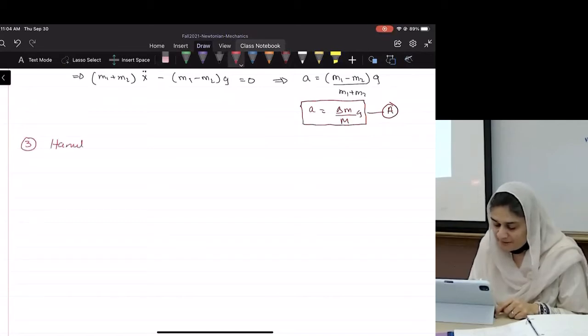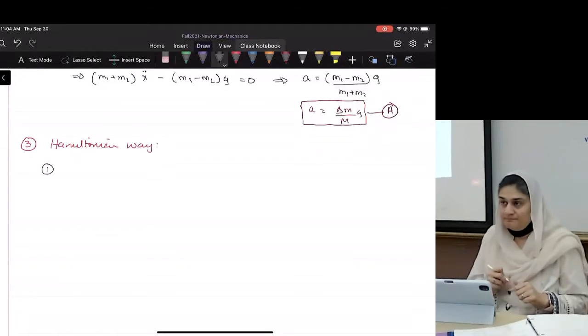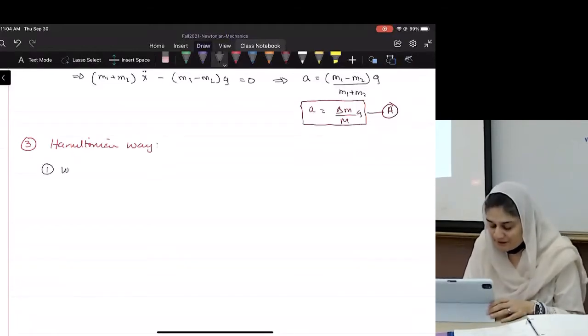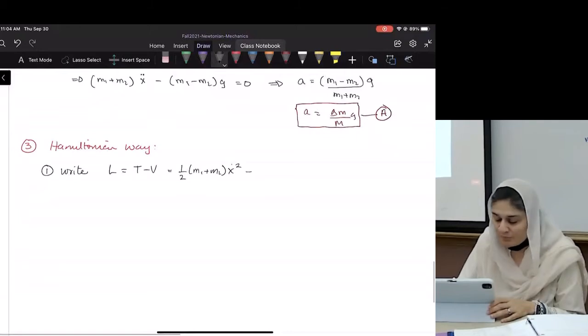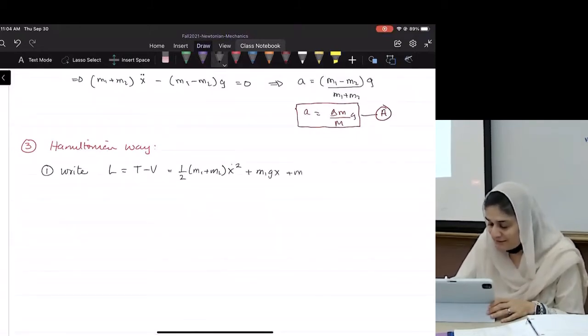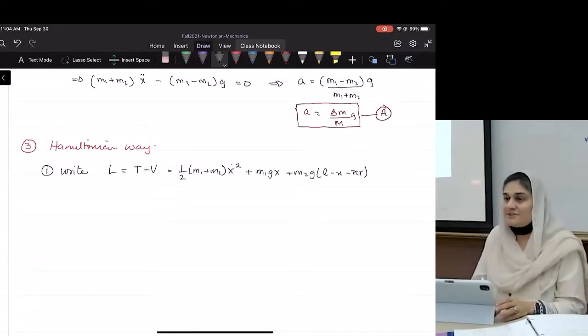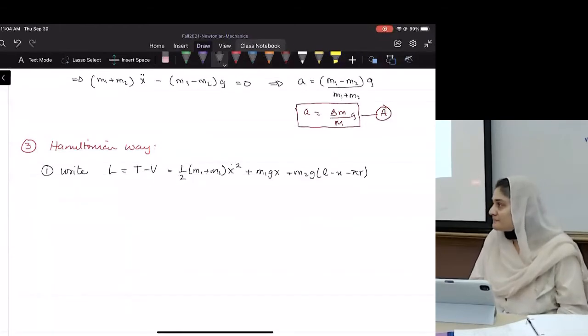It's number 3, the Hamiltonian way. Step 1: write the Lagrangian, which is T minus V, which will be (M1 plus M2) X dot squared, plus M1gX plus M2g(L minus X) minus pi R. The same thing as we had before.